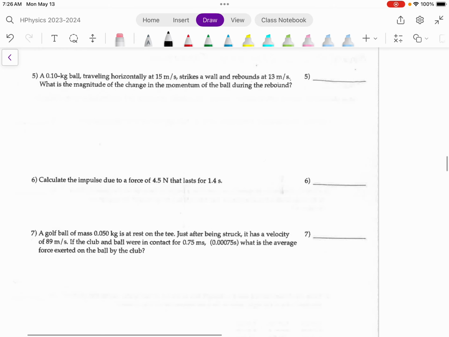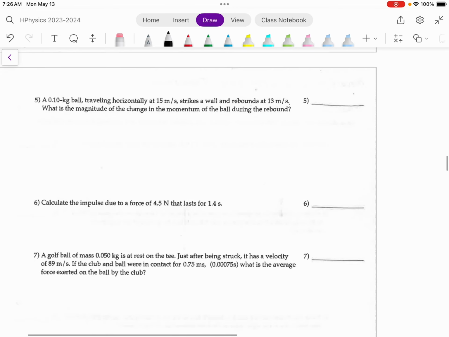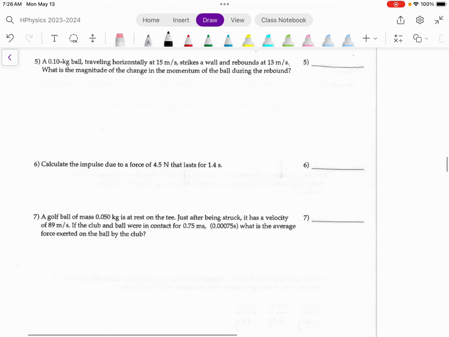A 0.1 kilogram ball traveling horizontally at 15 meters per second strikes a wall and rebounds at 13 meters per second. What is the magnitude of the change in momentum of the ball during the rebound? So the wall actually puts a force on the ball, so it does put an impulse on it. Here is the ball traveling to the right. We'll assume again, right is positive, up is positive.